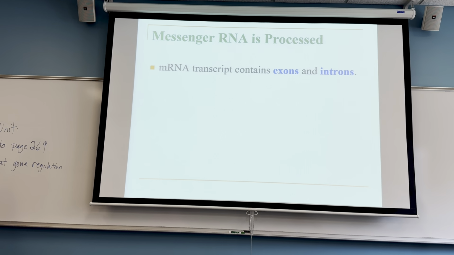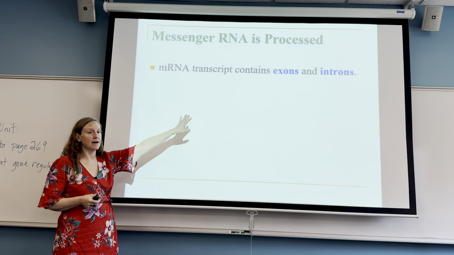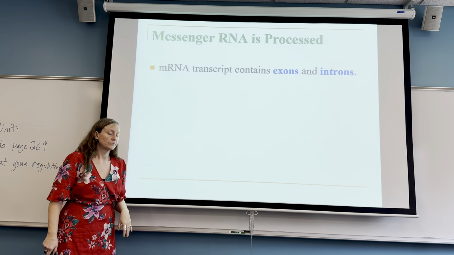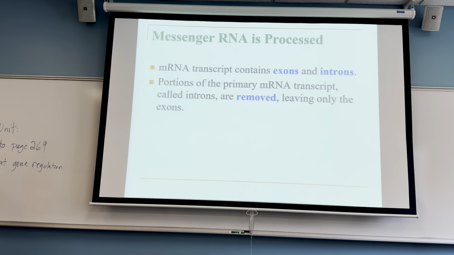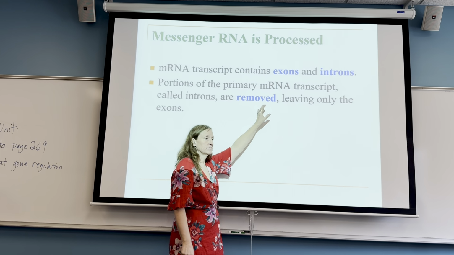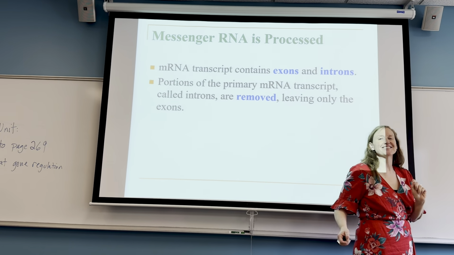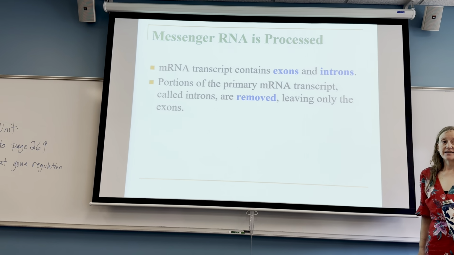So mRNA is also processed. We have a lot of, in our DNA, we have a lot of what's called junk DNA within our chromosomes. We translate this information into exons and introns. So within that mRNA transcript, not all of it is useful to make the protein. Introns are removed. They get chopped up. They get spliced out. The exons leave.